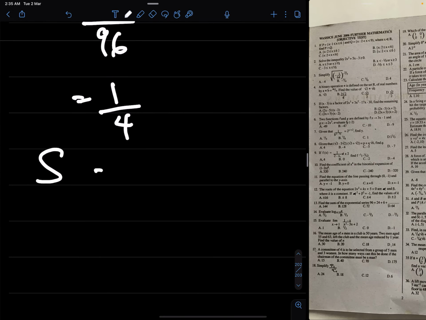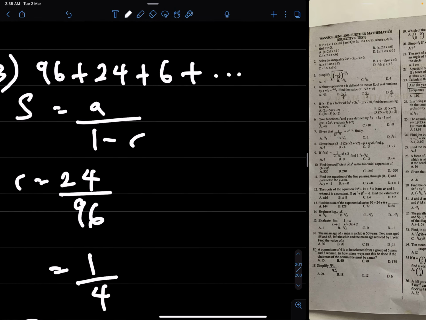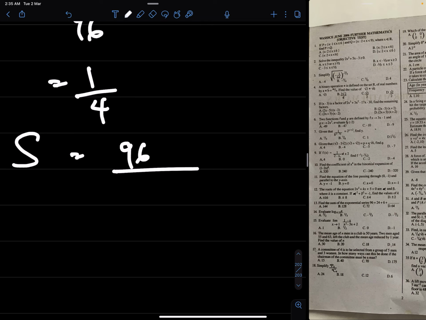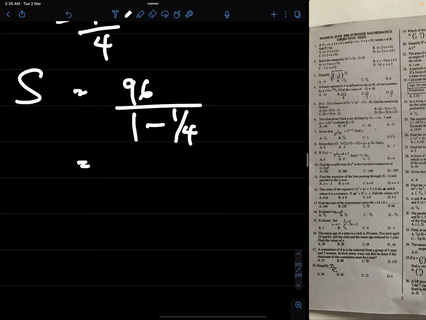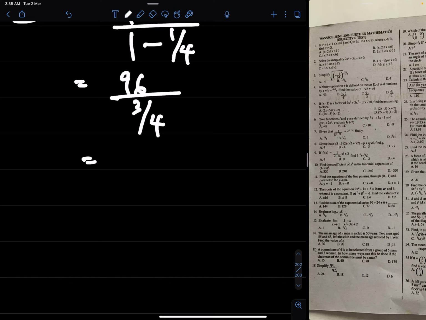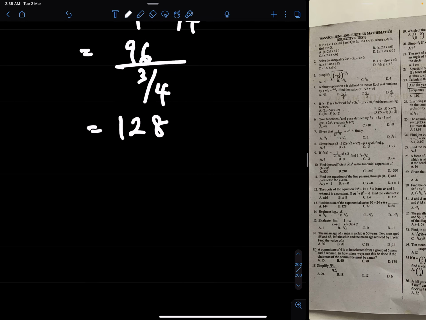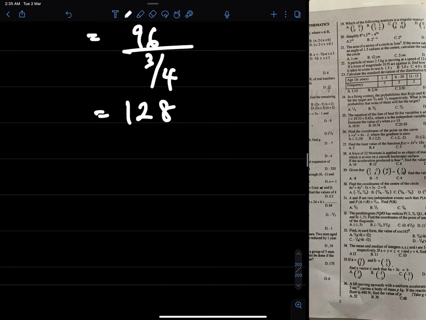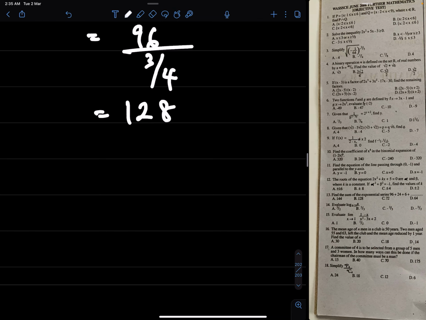So s, the sum, is therefore a, which is 96, divided by 1 minus r, which is 1 minus 1 over 4. That simply means 96 divided by 3 over 4, and that's 128. Of course, that's 96 times 4 over 3, which is 128. We move straight to the next, and that's number 14.